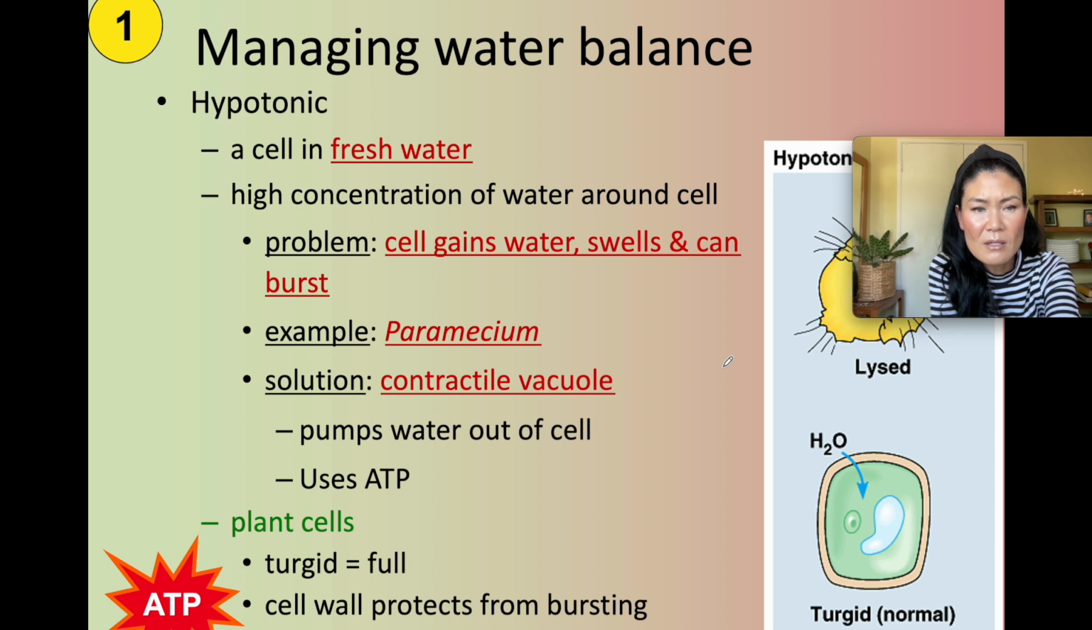So in a hypotonic solution, a cell in fresh water is an example of a hypotonic solution. We're going to talk about paramecium and the contractile vacuole on the next slide. But plant cells ideally need to be in a hypotonic solution, so they're turgid, which is their normal state, where it's full and the cell wall protects them from bursting.